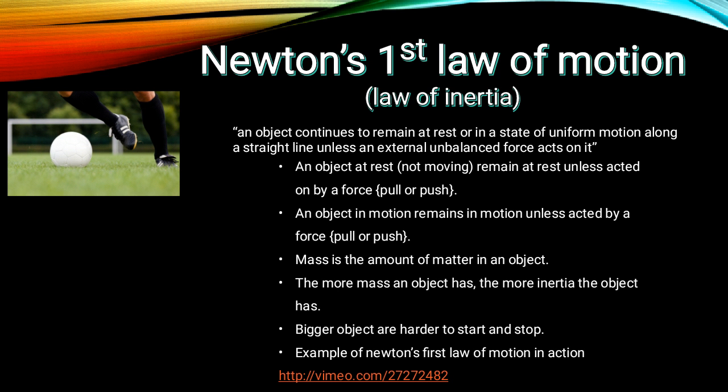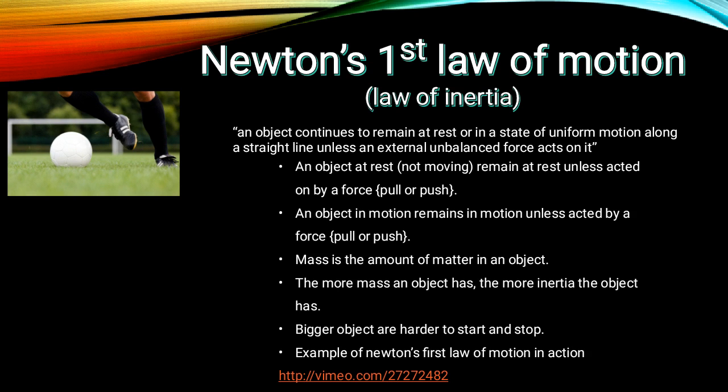Newton's first law of motion. Statement of this law: an object continues to remain at rest or in a state of uniform motion along a straight line unless an external unbalanced force acts on it. When an object is at rest or in uniform motion along a straight line, it does not mean that no force is acting on it. Actually, a number of forces are acting on it, but they cancel, so the net force is zero.